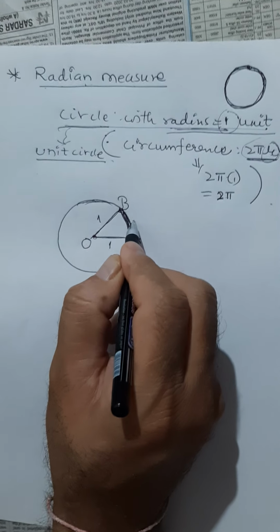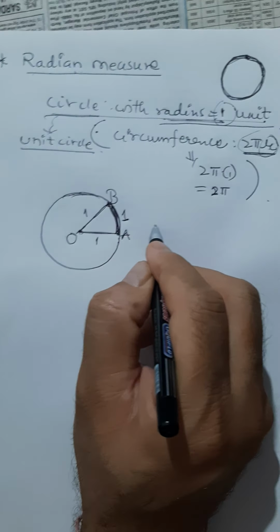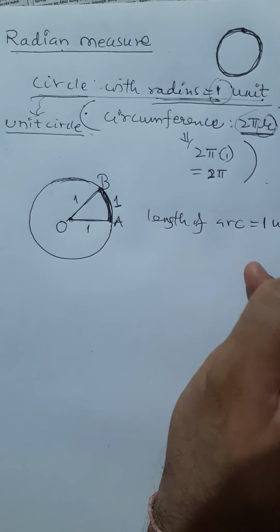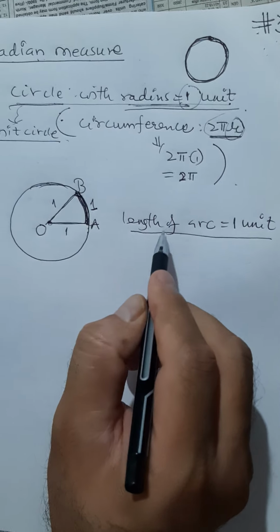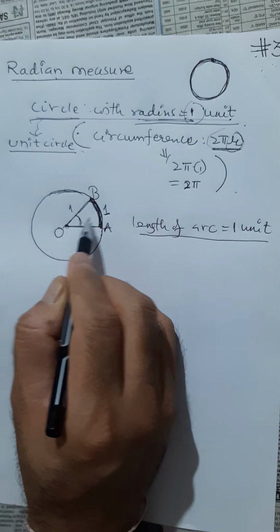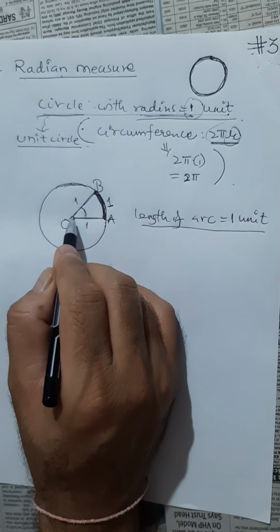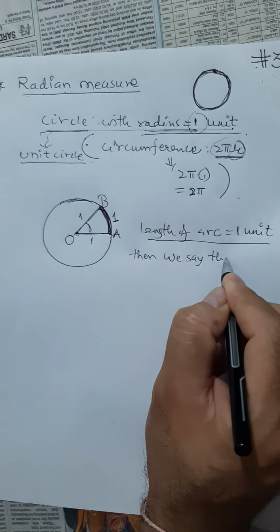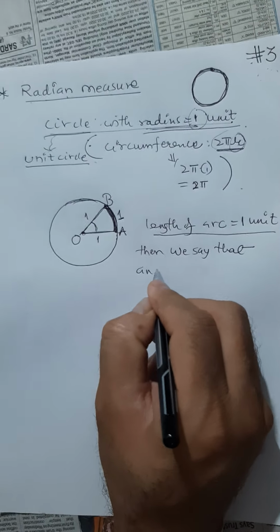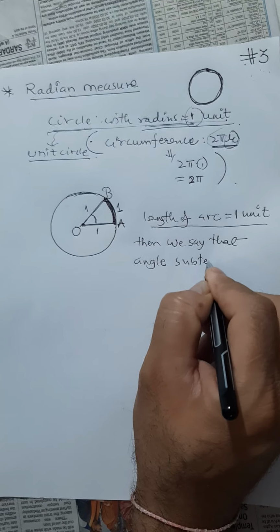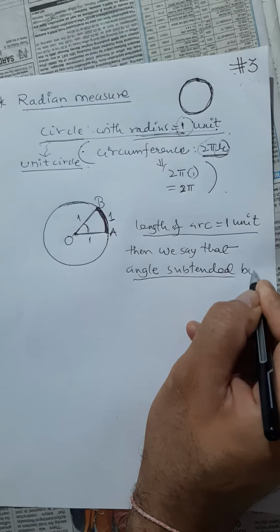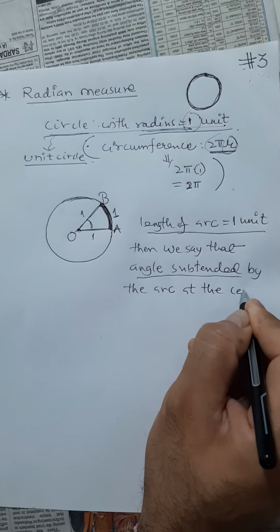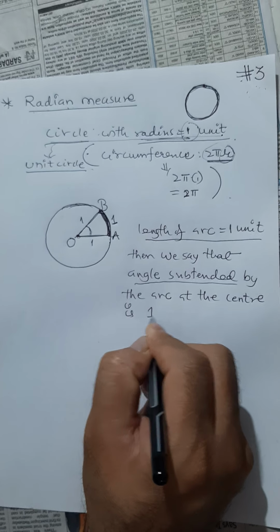If the length of this arc is 1 unit, repeat, if the length of arc equals to 1 unit, so this much, then we say that the angle subtended by this arc at the center is 1 radian.